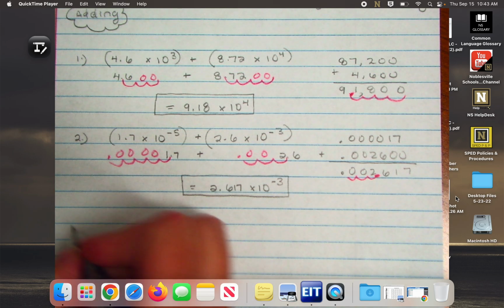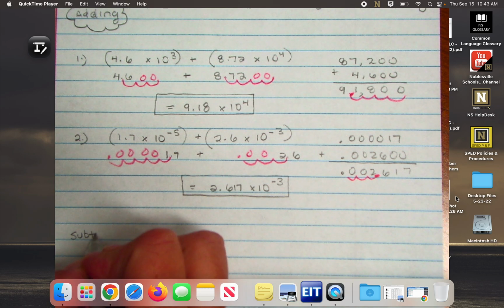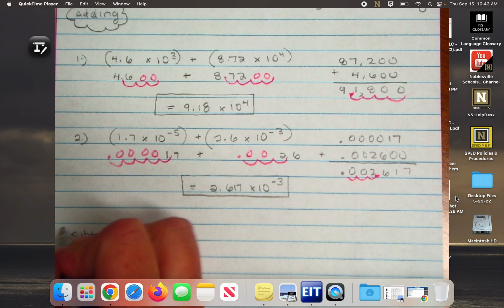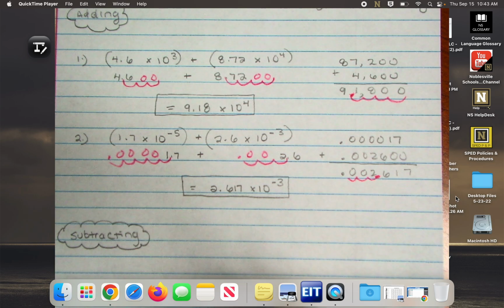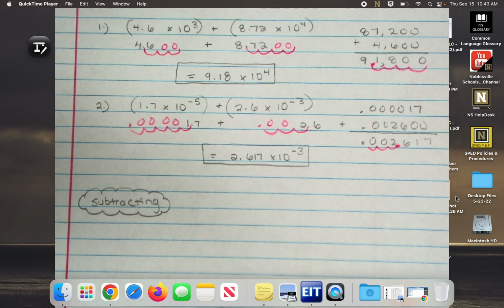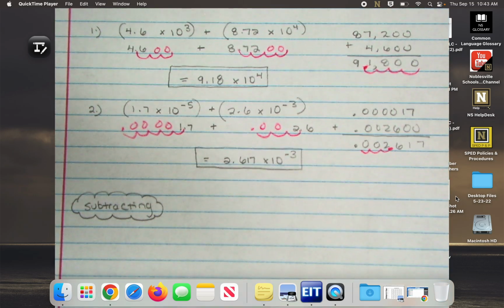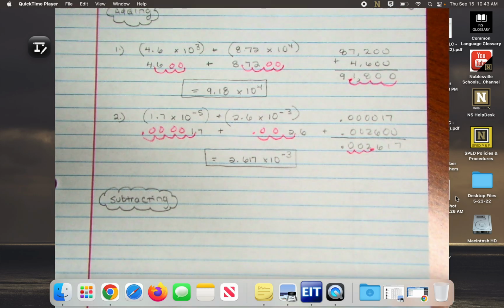So that's adding. Now let's do some subtracting. There's only one difference between adding and subtracting, and that's not just for scientific notation, it's for always and ever with operations. Can I rearrange a subtraction problem? Oh, yes. Wait. Yeah, no. So if I have 9 minus 7, can I rearrange it and do 7 minus 9 and get the same answer? No. The order it's given is the order you need to subtract.